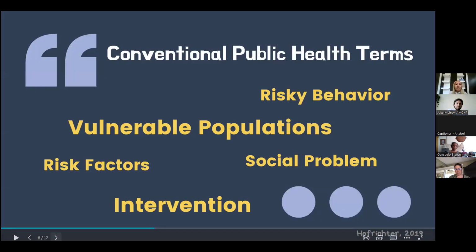And so before we get into some of the guidance, I wanted to show some pretty normal examples of conventional public health terms. I'm sure we've all seen terms like risky behaviors as a descriptor of certain populations, vulnerable populations, risk factors, social problems, and intervention. I feel like I've been talking a lot here, so I'm going to pause and encourage anyone to either get off of mute or chat in the comments on what are some other terms that we could use instead of some of the ones that we're so used to seeing, such as those that are on the screen.